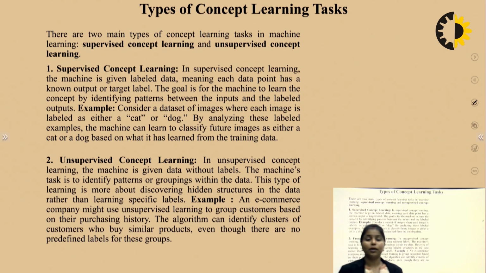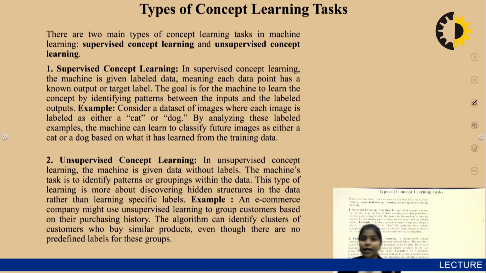Now next is the types of concept learning. Concept learning is classified into two parts: supervised and unsupervised concept learning. In supervised learning, the machine is given labeled data, meaning the machine already knows the target output. The goal of the machine is to learn the concept and identify the pattern of the given data. For example, if given images of cats or dogs, the machine learns the pattern of cat or dog, then when new images arrive, it classifies the image as dog or cat.